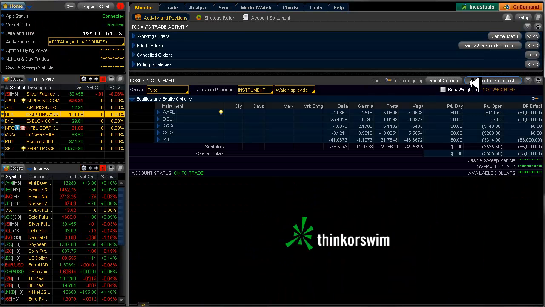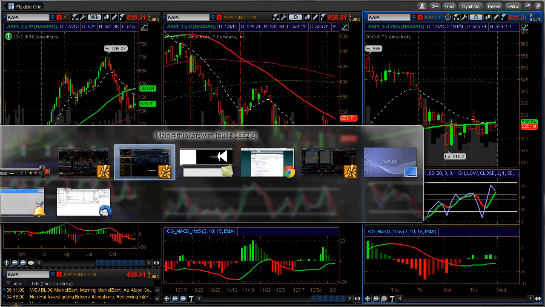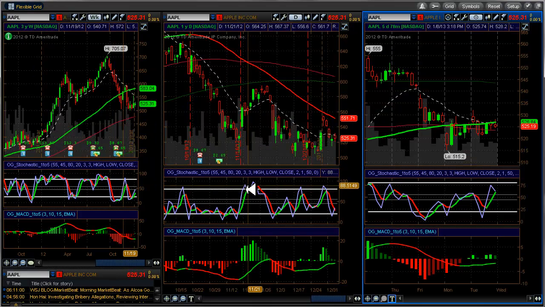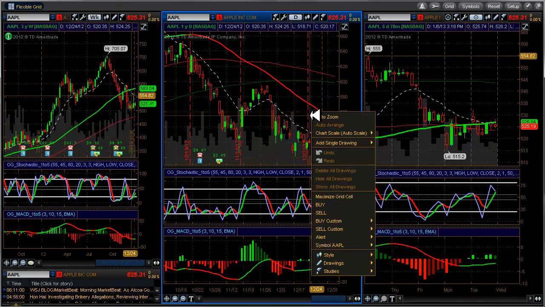Alright, okay, I digress. We're currently in Apple. Apple is looking pretty healthy right now. We are keeping an eye on this. We want to stay below the 560, so I could put that in here. We want to stay below this 560.